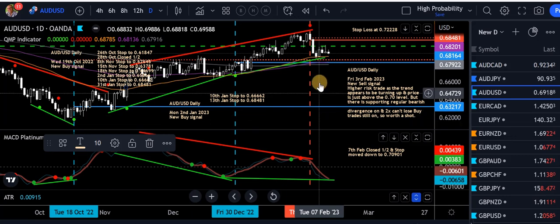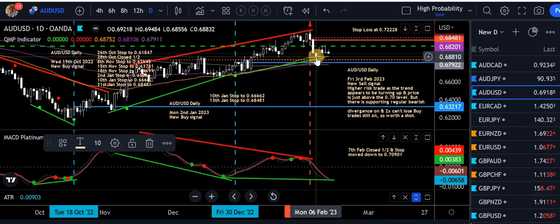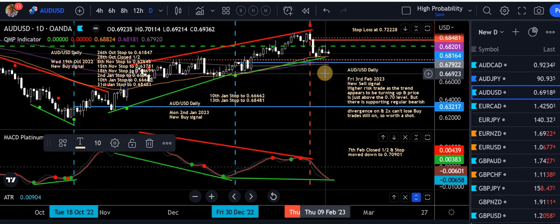On the open of this bullish candle, price got to the MAs and the MACD Platinum's at the 0 level. It's a high-risk trade to begin with. Close half, lock in that profit from there. Drag my stop down just above the entry level. Can't lose. So there's 3 trades there, and I can't lose on any of them.